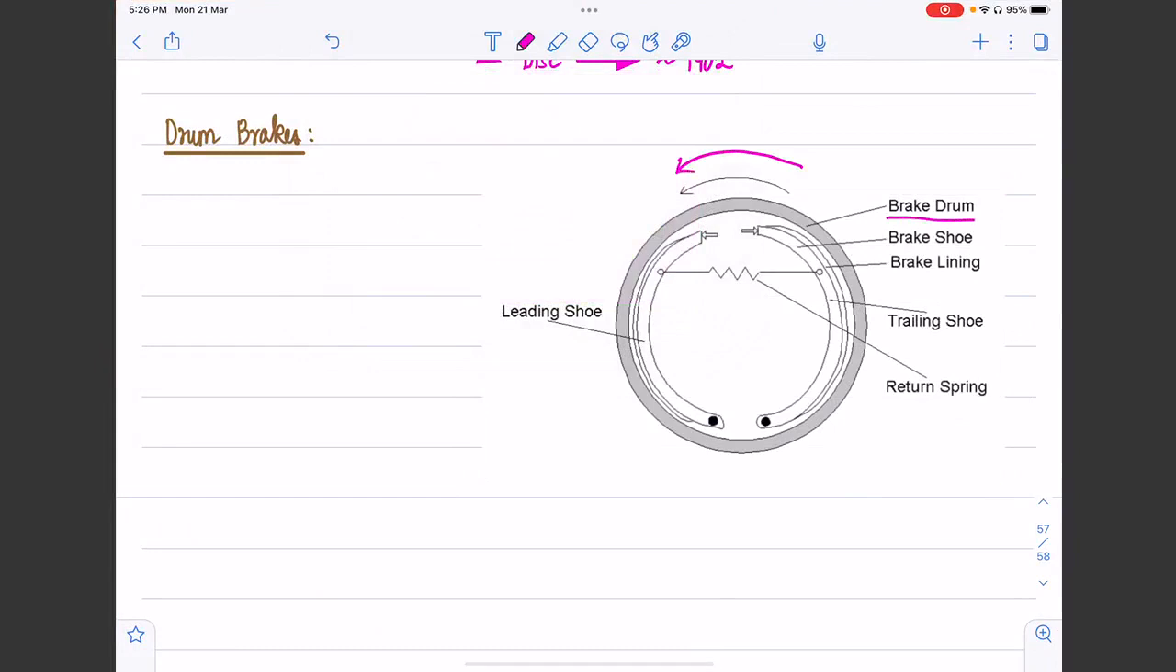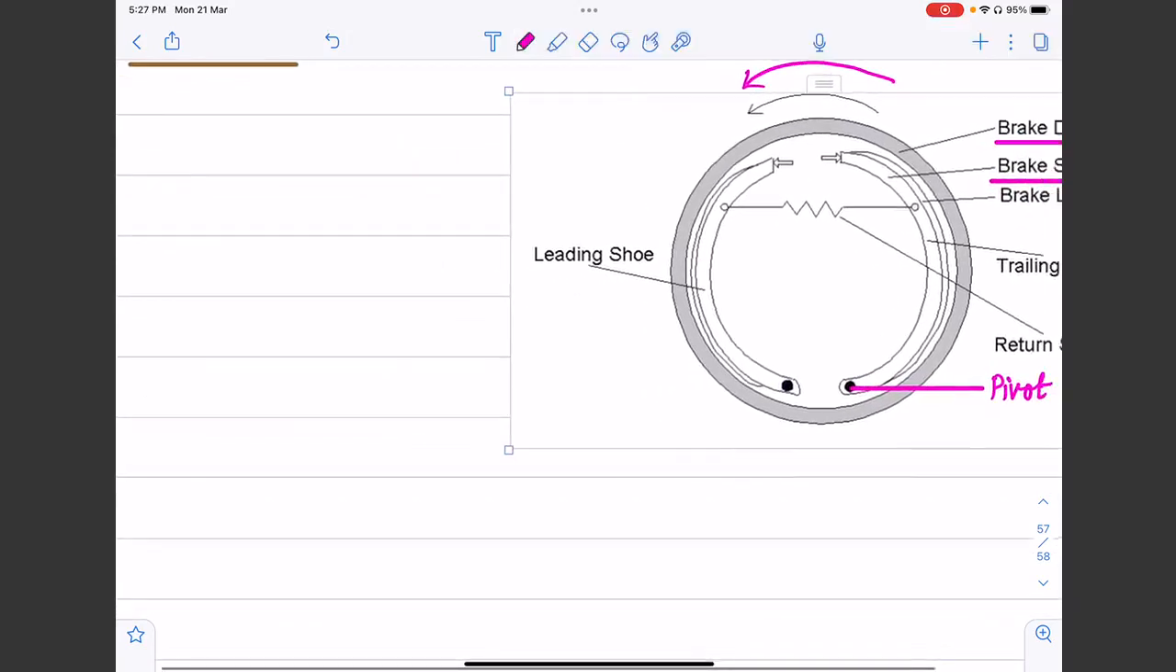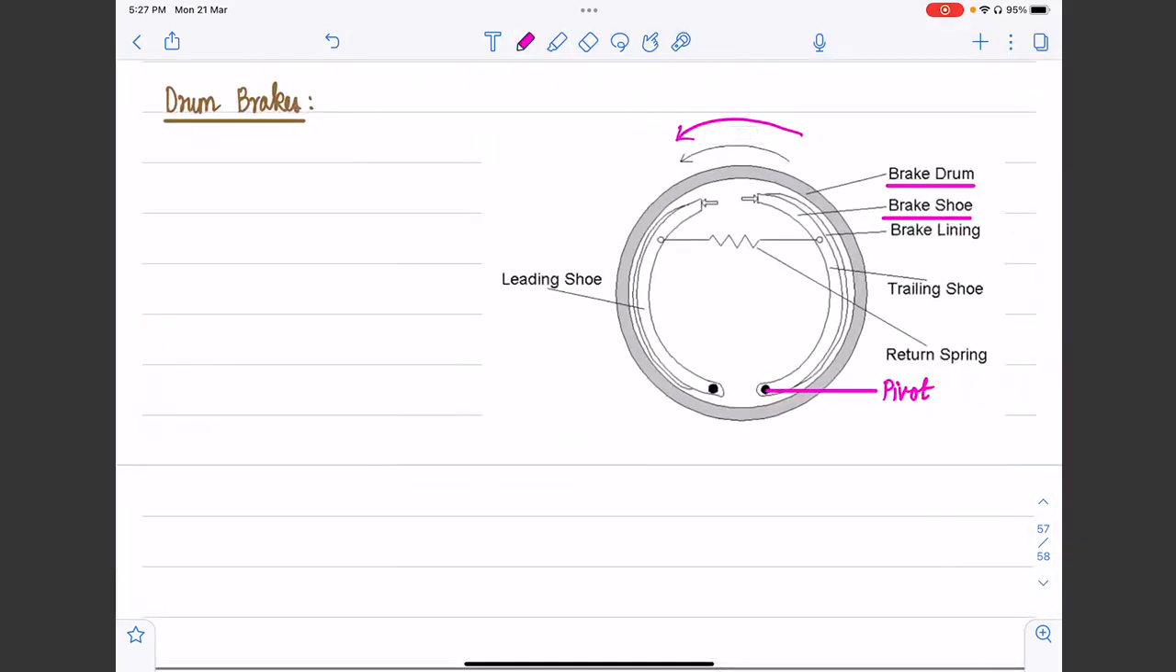So we can see an element called the brake drum, which is rotating along with the wheel assembly. The elements called brake shoes are fixed on a backing plate, and that is attached to the vehicle body, so they don't rotate. There are two brake shoes, and they are pivoted on the backing plate. So these are pivots, and the backing plate is fixed to the vehicle body. We will come to the leading shoe and trailing shoe later on.